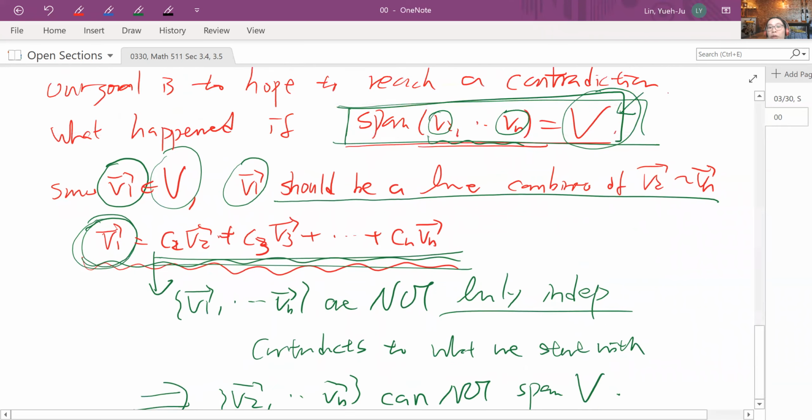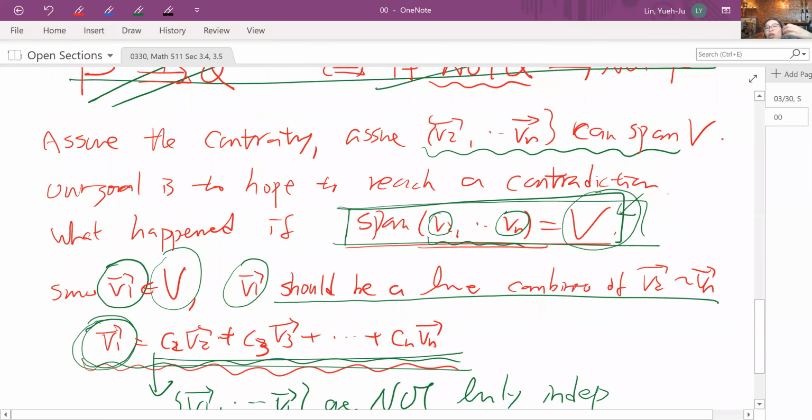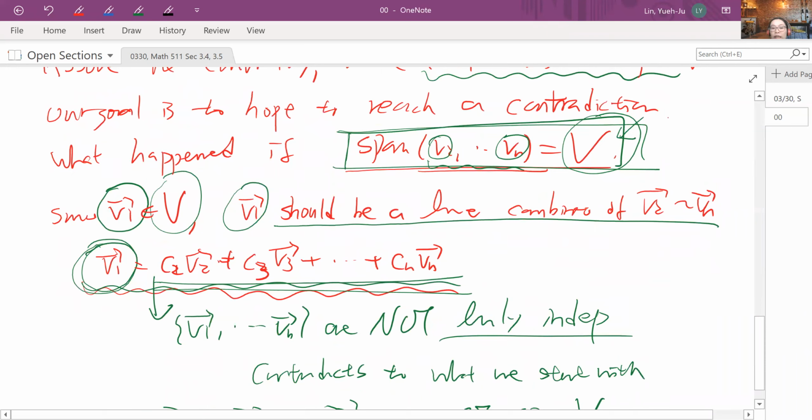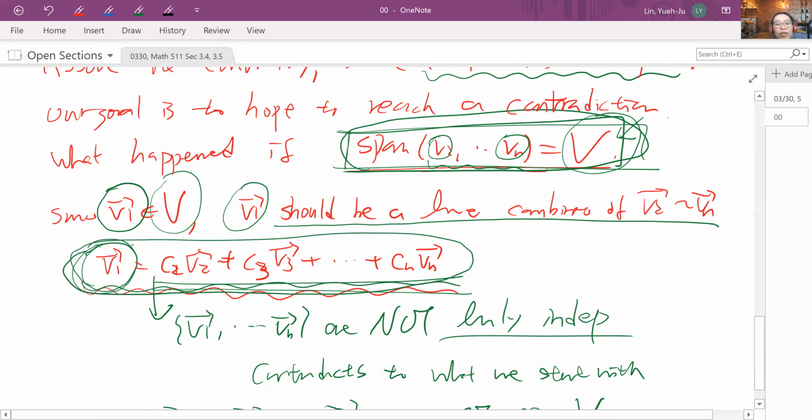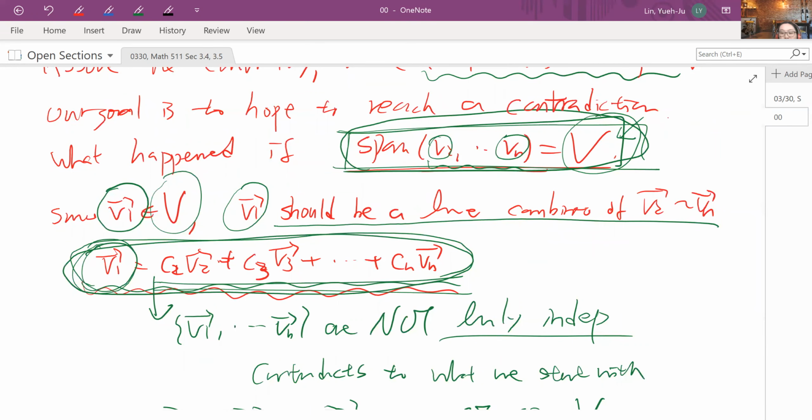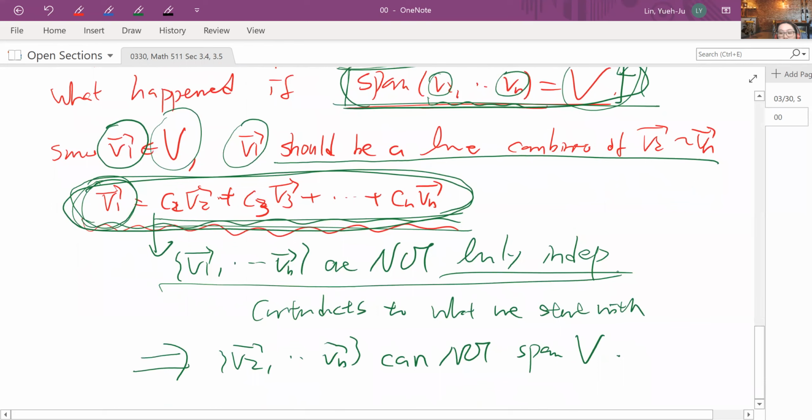And this is actually hard because it needs to test you. How do you know to create some kind of contradiction like this? Plus, you need to know that once you have the spanning set, then you need to reach the contradiction where V1 could be a linear combination of the others. And then that tells you that it violates what we know.